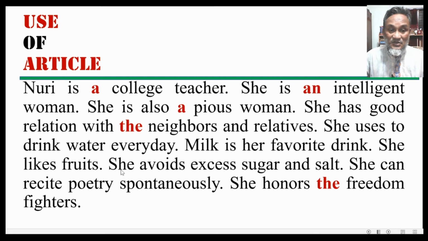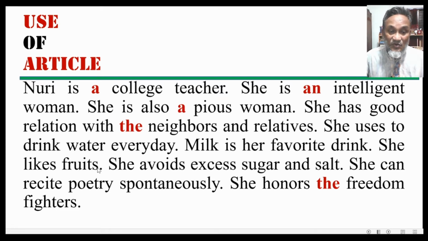She uses to drink water. We don't use any article before water because water is an uncountable noun. Before an uncountable noun, we can't use a or an article, and we don't define everything. Milk is her favorite drink. Milk is also an uncountable noun. We can't use a or an article before an uncountable noun. And drink is also an uncountable noun.